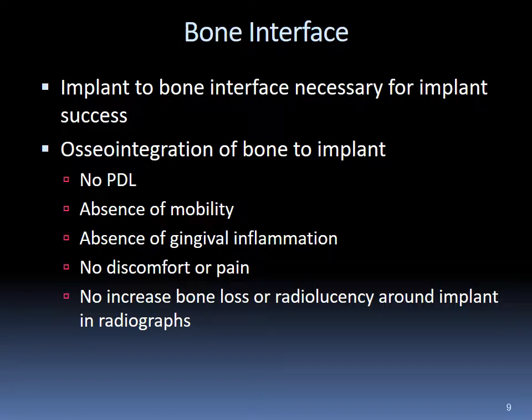The implant-to-bone interface is necessary for implant success. The osseointegration of bone to implant will not develop a periodontal ligament and lacks the slight, natural mobility seen in teeth. Successful implants show an absence of gingival inflammation and pain. There should be no increased bone loss or radiolucencies around the implant in radiographs. If these appear, the implant is at risk and immediate attention should be sought.